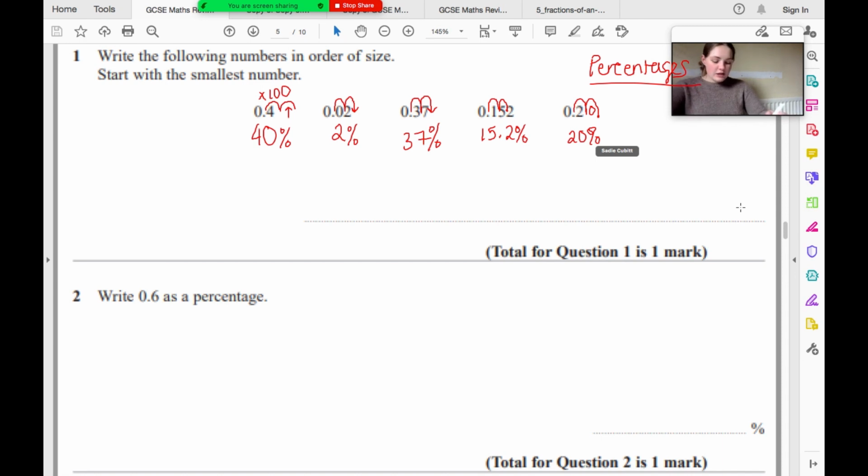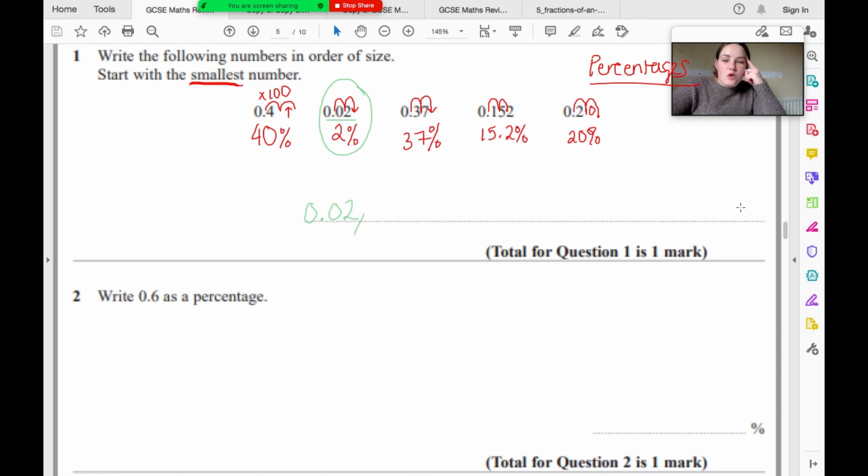Okay, so if we're going from the smallest number, we need to find the smallest percentage in that list. And our smallest percentage is 2. So our first number would be 0.02. Because remember, we need to write the original number, not the percentage that we've written down to help us.